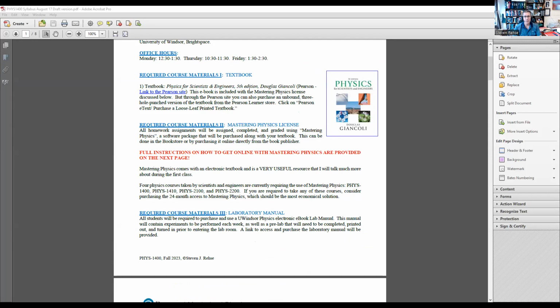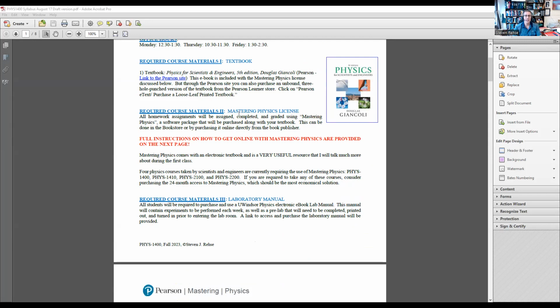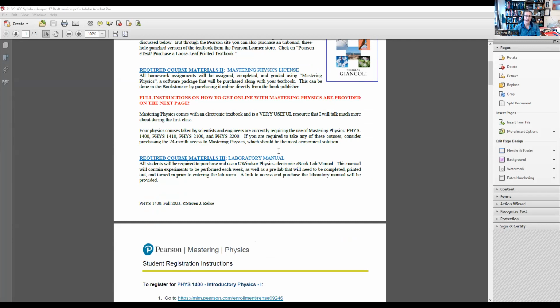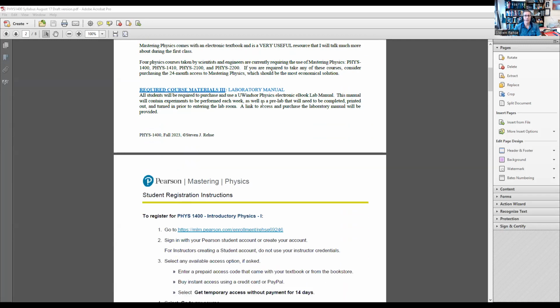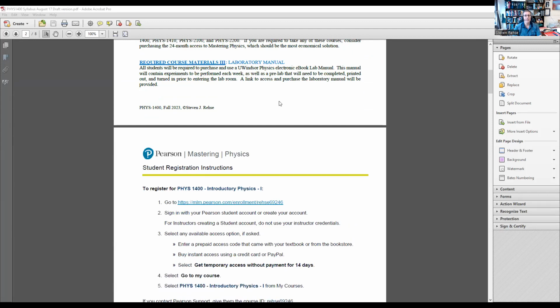You have to have a textbook. That is an ebook that comes embedded in the Mastering Physics site. You have to have a license to Mastering Physics, so you can actually get online and do the assessments and be graded on that. And then you're going to have to get a laboratory manual as well. That'll be an online manual you'll have to acquire, and we'll have details on that coming out in a little bit. But for today, we're just talking about Mastering Physics.